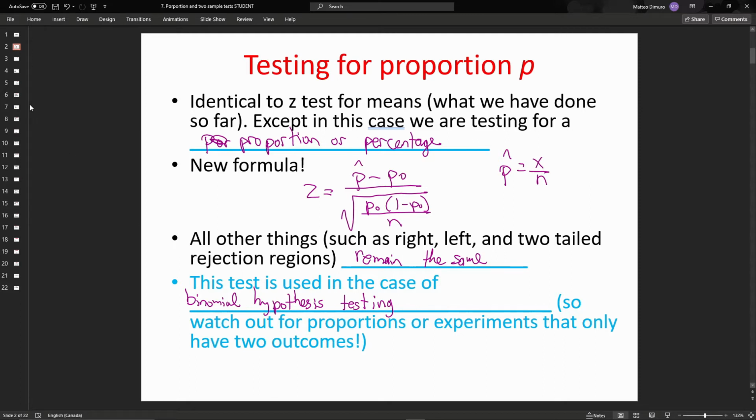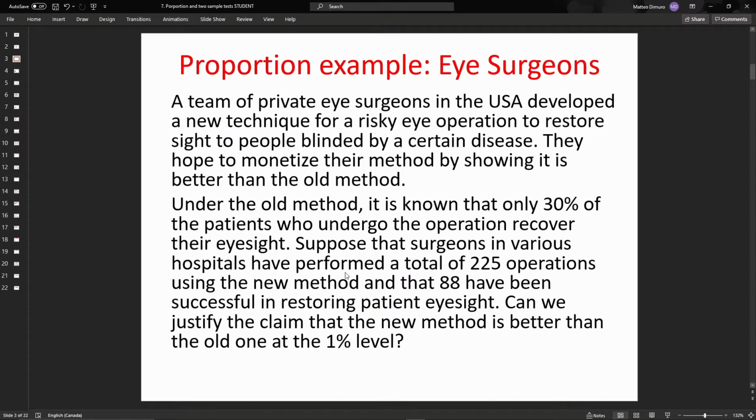On to the next slide. So here is an example that we can do right off the hop. It's an iSurgeon one, so I'll give you a moment to pause. You can read through here. I recommend you read it, and now I'm just going to highlight the important things. So we've got these iSurgeons, and we have a risky operation that restores sight. Okay, so they hope to monetize their method by showing it's better than the old method. So under the old method, 30% of patients who undergo it will recover their eyesight.